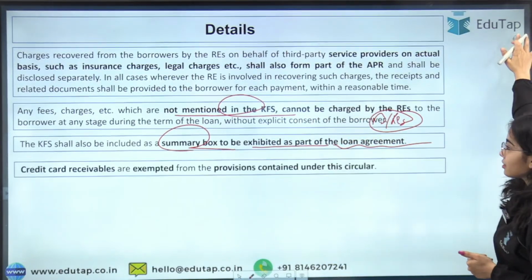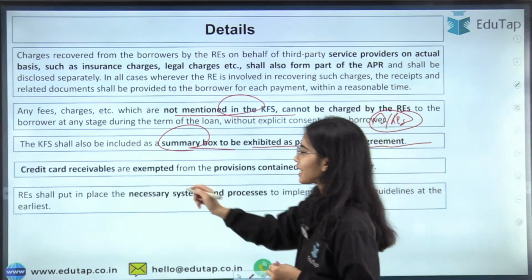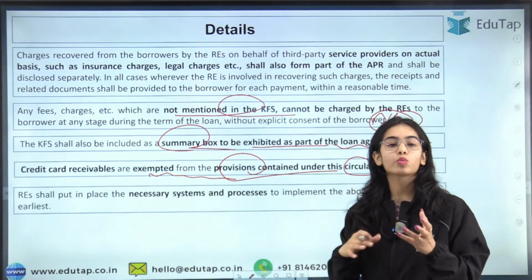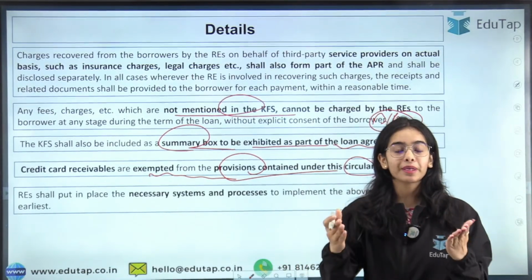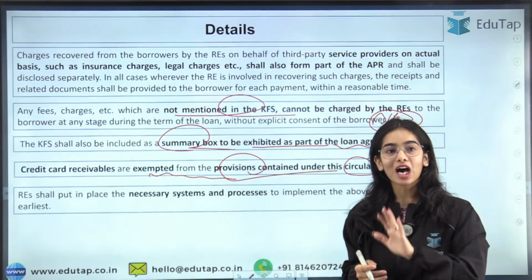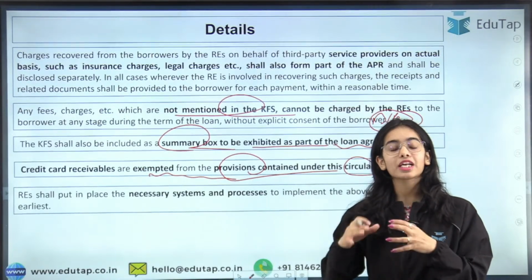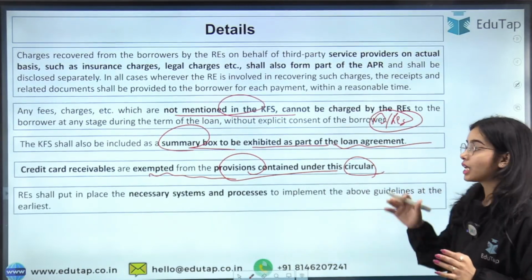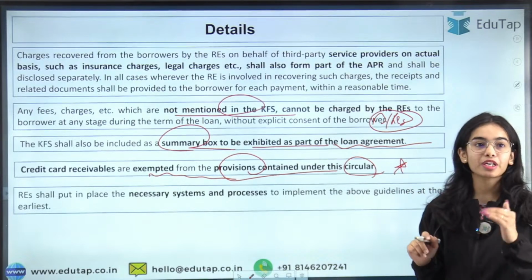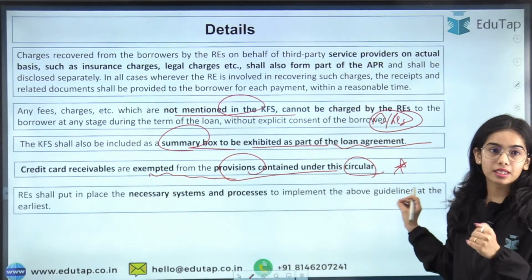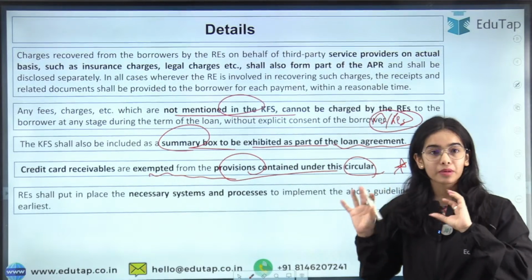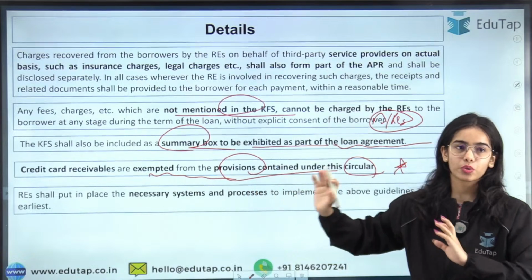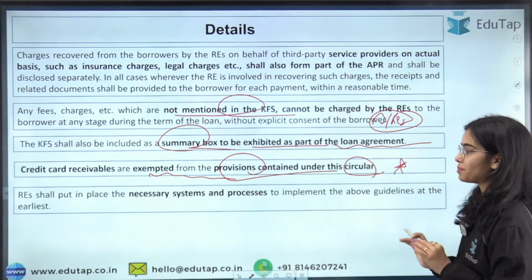Okay, next is that credit card receivables are exempted from the provisions contained under this circular, because credit cards work in a different manner: for a time period you are giving the money without taking any interest, and after that additional charges will be charged. That is different for different banks. So credit card receivables are exempted because they are not the kind of loans that have a loan agreement. They are not the proper loans that are given by the banks.